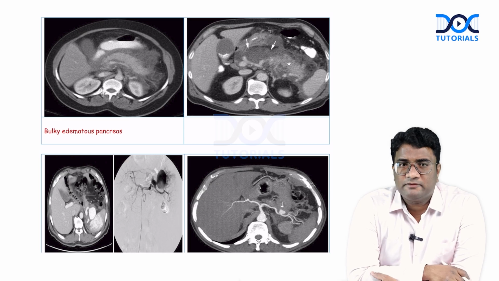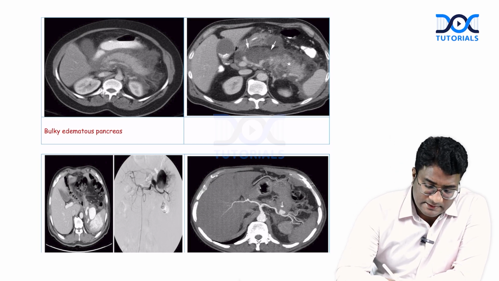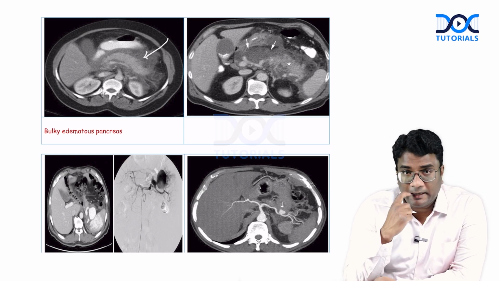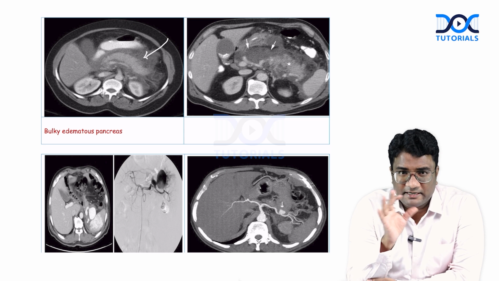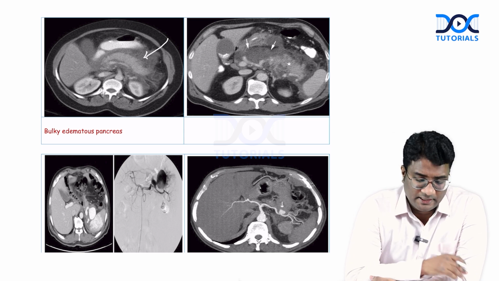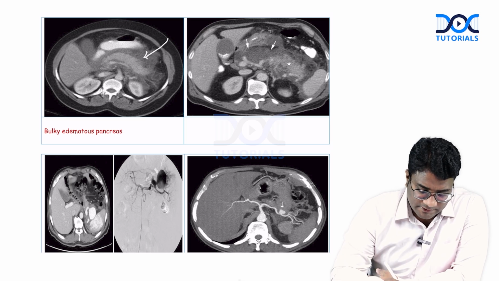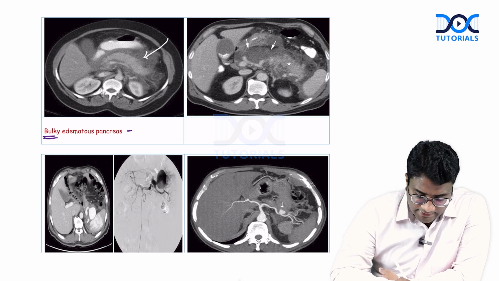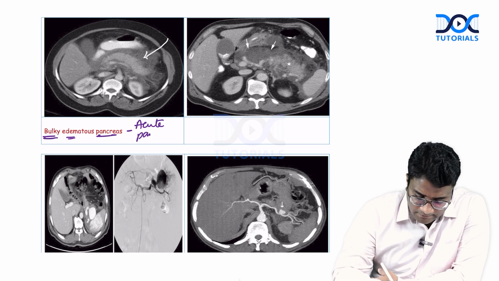And in acute pancreatitis, when you look at the pancreas, it is edematous, inflamed, and you can see lot of peripancreatic fat stranding, edema around the pancreas. All of this is bulky edematous pancreas, suggestive of acute pancreatitis. So, there is the bulky pancreas, edematous pancreas in acute pancreatitis.